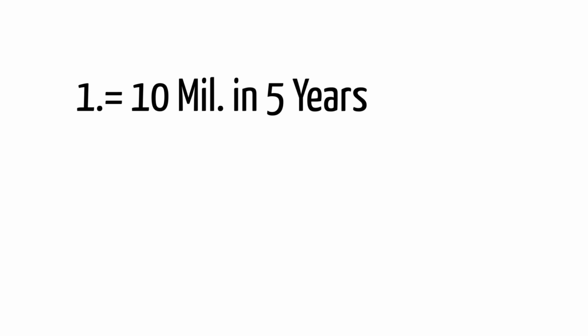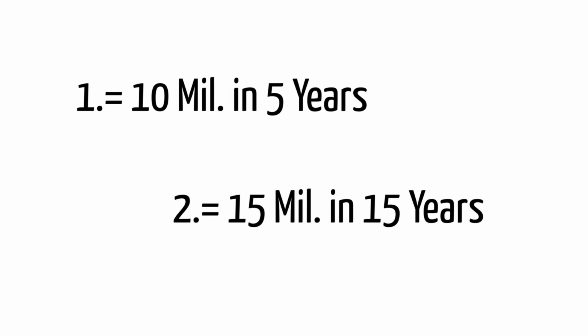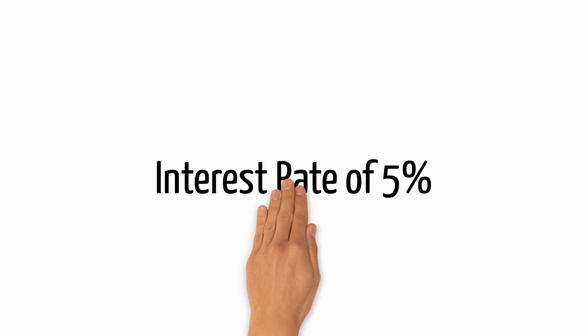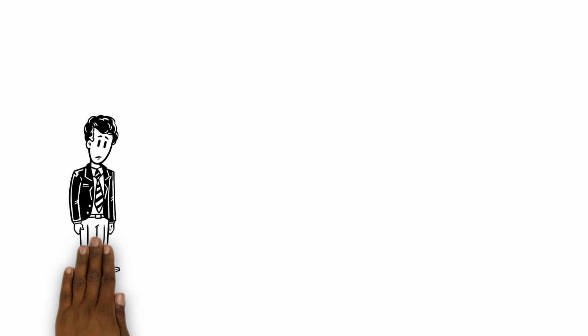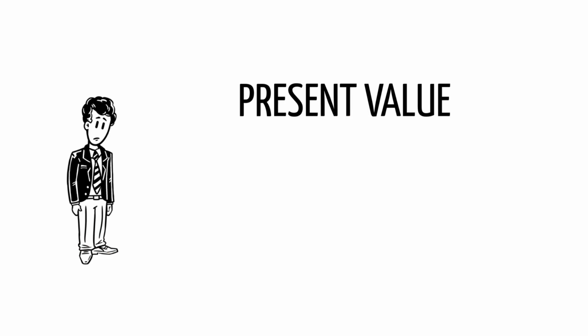The first offer is $10 million in 5 years and the second $15 million in 15 years. Both have an interest rate of 5%. To help Tom make his decision, we need the present value, which tells us how much the investments are worth today.